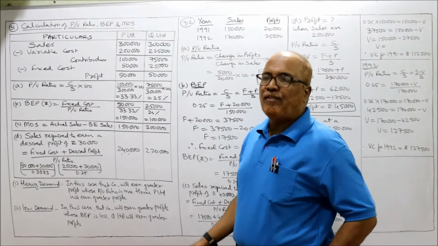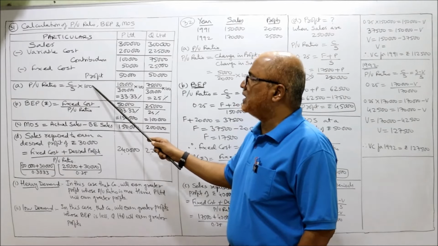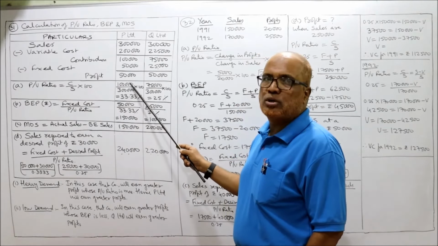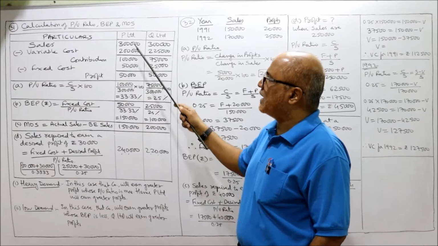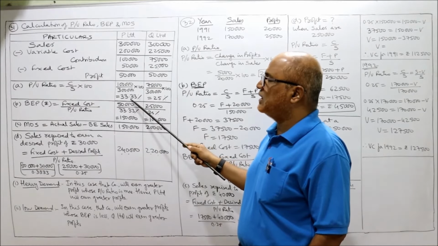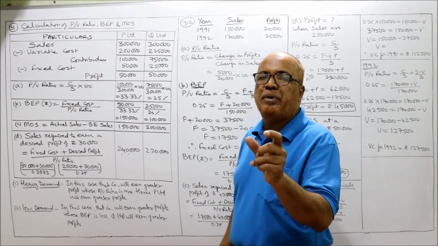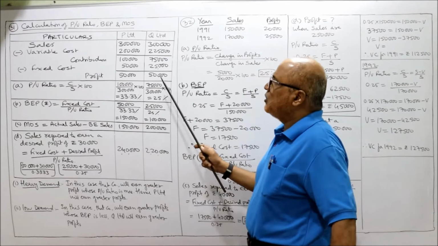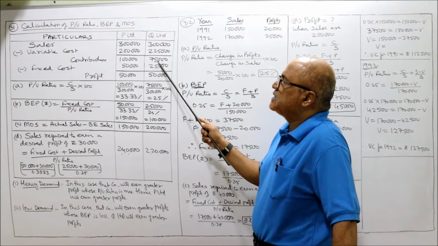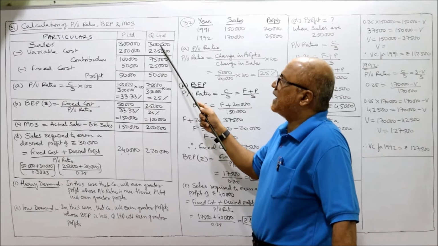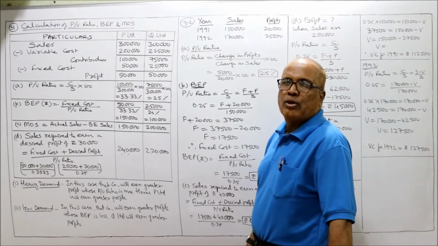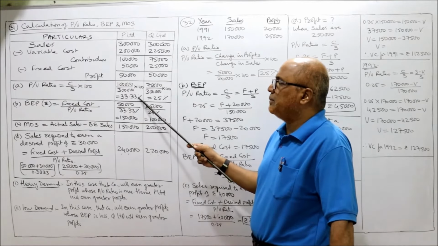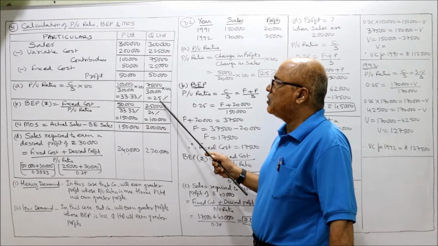PV ratio. The formula for PV ratio is C by S into 100. C stands for contribution. Here contribution we have 1 lakh rupees, sales 3 lakh. So 1 lakh by 3 lakh into 100, 33.33% is the PV ratio of P Limited. Q Limited, how much is the contribution? 75,000. Sales 3 lakh. So 75,000 by 3 lakh into 100, 25%. The PV ratio of P Limited 33.33% and Q Limited 25%.